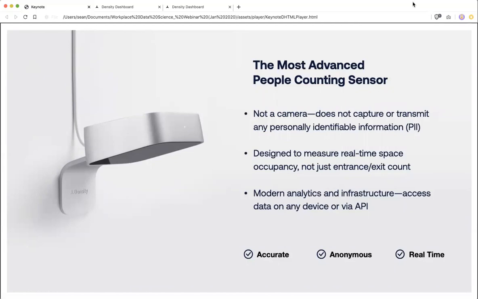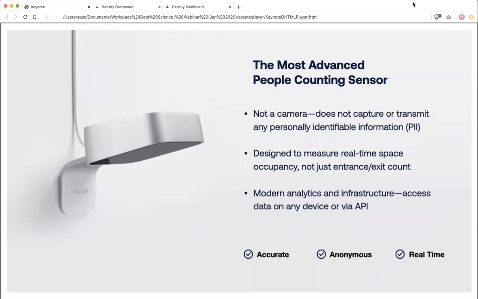It's not a camera, so it's not trying to identify personally identifiable information, which is a real issue in the workplace. And it's also scalable enough that you can integrate it with different systems. And we'll be talking about some of the actual analytics today. And 3 things to remember about this actual device is that it's accurate, anonymous, and real time. So just to summarize, we build this people counting sensor, both the hardware and the software. And with the data that it collects, you can do really cool things, which we'll talk about today, and some of the implications.